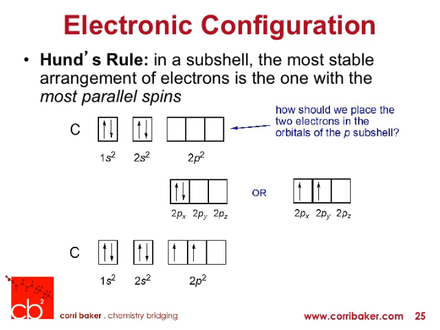And it means that in a subshell, the most stable arrangement of electrons is where we put 1 in each orbital, as opposed to putting electrons in the same orbital. And when we have 1 in each orbital, it means that we've got the maximum number of parallel spins, and that just simply means the maximum number of unpaired electrons.